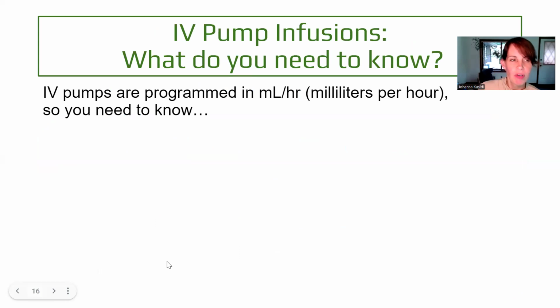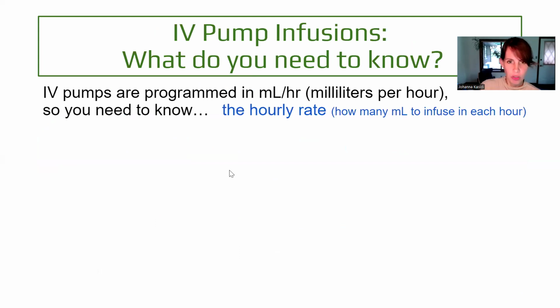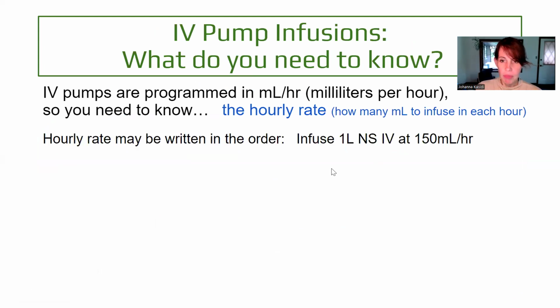Okay, so remember, I've already mentioned that IV pumps are programmed in milliliters per hour, so you need to know the hourly rate, which is how many milliliters to infuse in each hour. And it might be written out. It might say infuse 1 liter of normal saline IV at 150 milliliters an hour. So there you have the rate. You're just going to program that into your IV pump, 150 milliliters an hour.